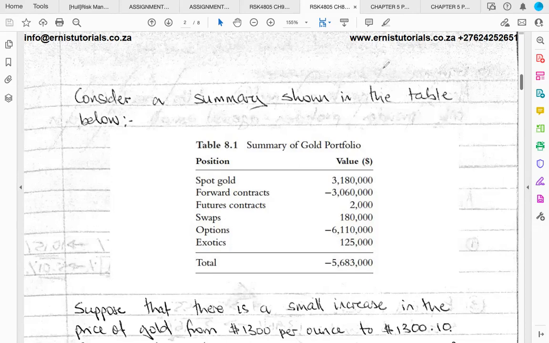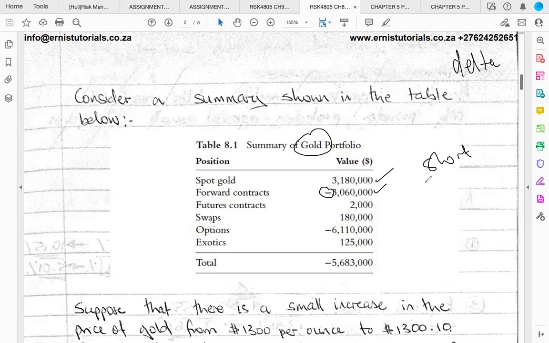Okay. So suppose we want to explain what delta actually means, right? Suppose we have a portfolio where the underlying asset is gold. Let's say in your portfolio, you have gold worth 3,180,000. Let's say you've also entered into forward contracts, and the value of the forward contracts that you've entered into with regards to gold are worth -3,060,000, right? So this negative means that you are short.